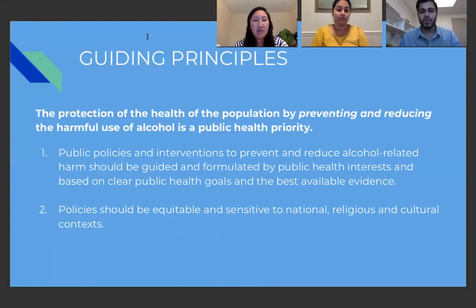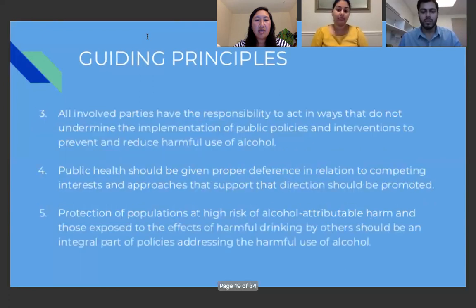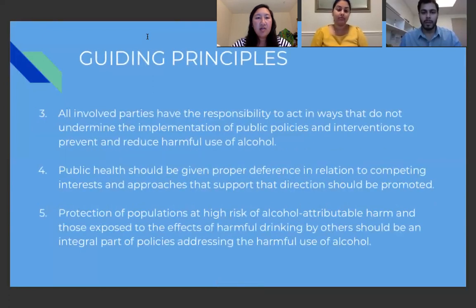The first is public policies and interventions to prevent and reduce alcohol-related harm should be guided and formulated by public health interests and based on clear public health goals and the best available evidence. 2. Policy should be equitable and sensitive to national, religious, and cultural contexts. 3. All involved parties have the responsibility to act in ways that do not undermine the implementation of public policies and interventions to prevent and reduce harmful use of alcohol.